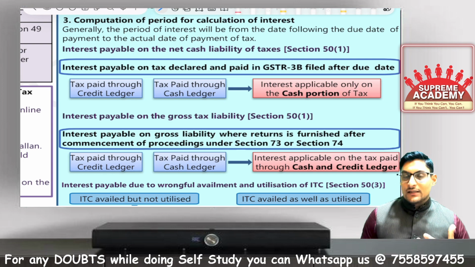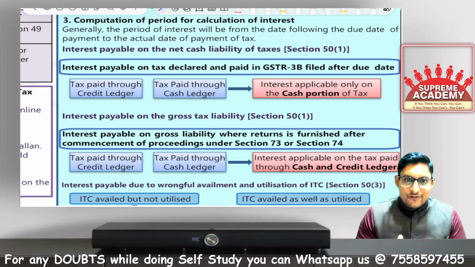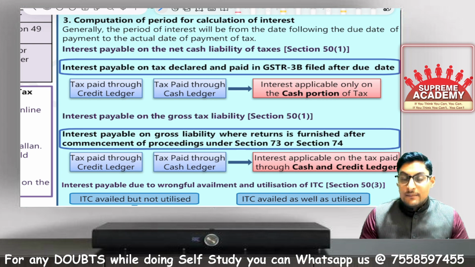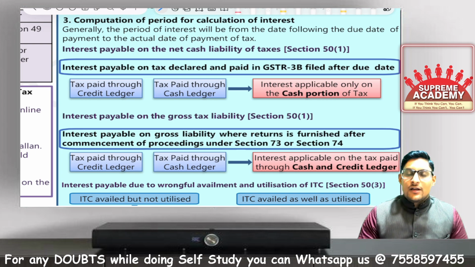Now, from when will the interest calculation start? Yes, the calculation will start from the very first day after the due date of GSTR 3B. So the GSTR 3B due date, and the next day after it, will start the calculation of interest up to the date of payment of tax.